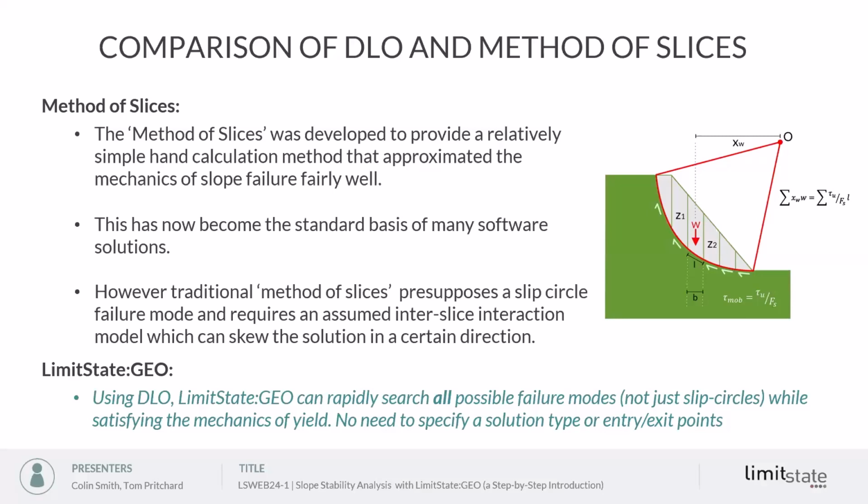With discontinuity layout optimization, the LimitState GEO software basically searches all possible failure modes, not just slip circles. It doesn't have to make any assumptions about interslice forces. It just has to satisfy the mechanics of yield, and there's no need to specify a solution type or entry-exit points or centers of rotation. You can just avoid that entirely.